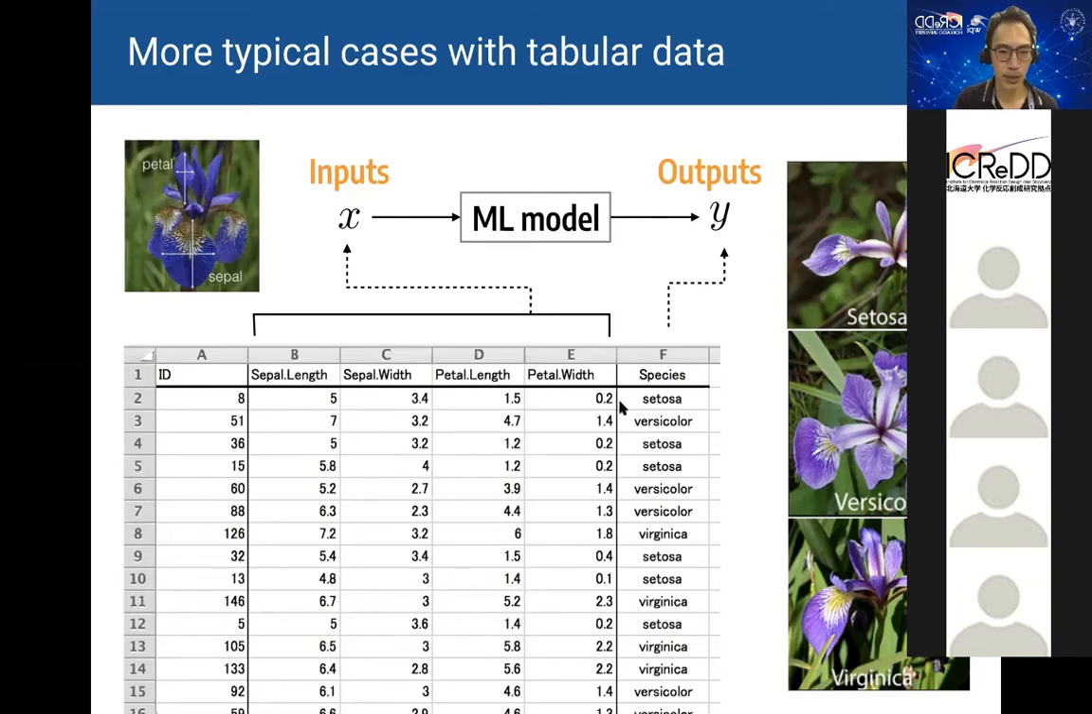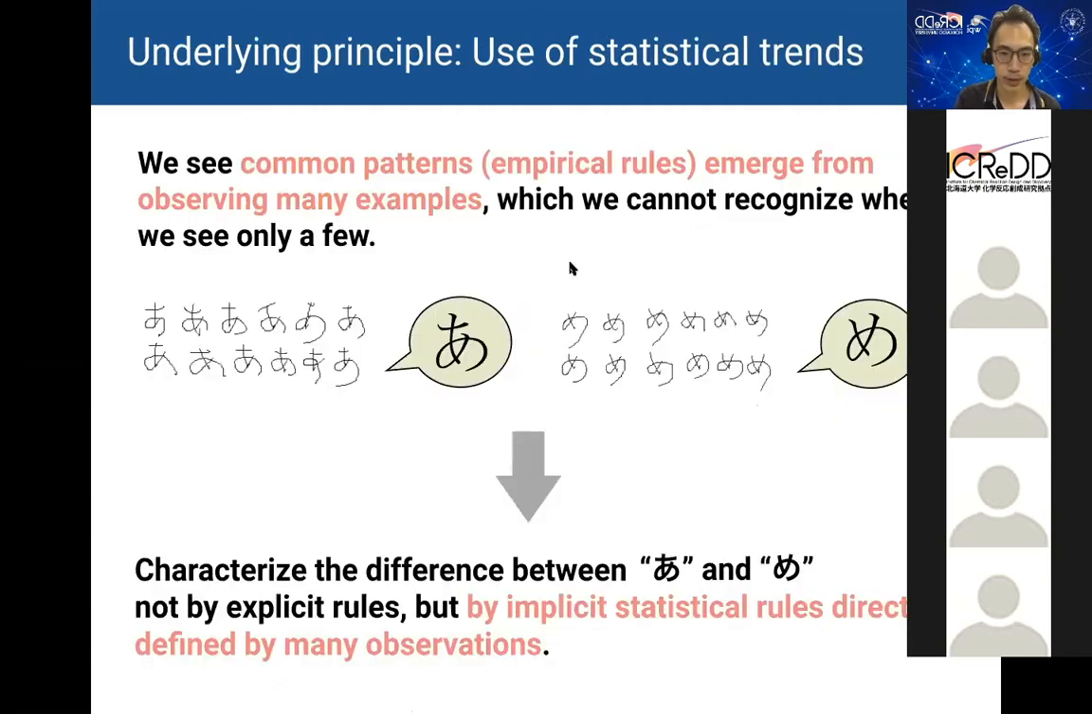So the problem is, if we input the 4 numbers, we want to know the target flower species. This is solved by machine learning. We will see that later. The important thing is we need a set of examples. We need to give many examples to machine learning programs.